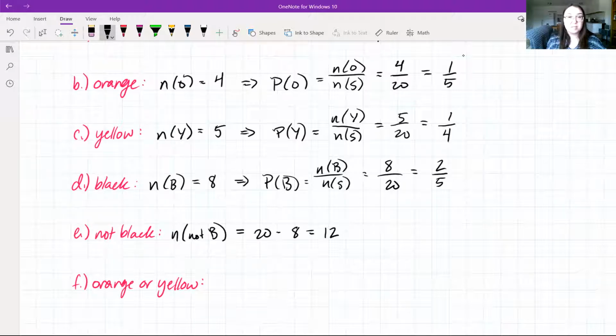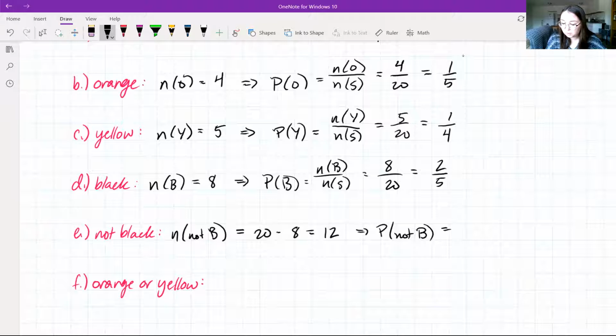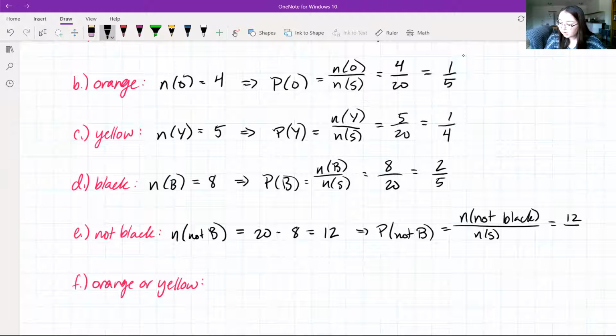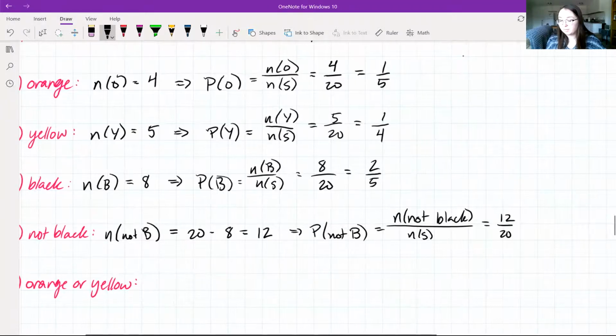So now we get to do the same thing. We'll say the probability of drawing a marble that's not black is equal to our number of non-black marbles divided by our sample size, and that's going to end up being 12 divided by 20. Or when we simplify this down, same thing as saying 3 divided by 5.